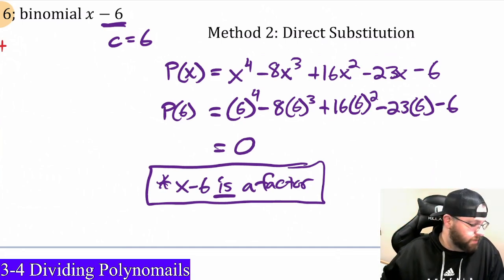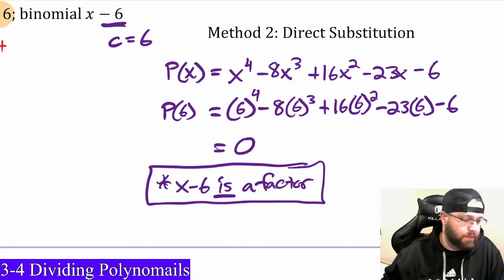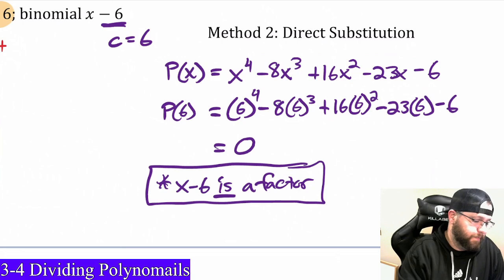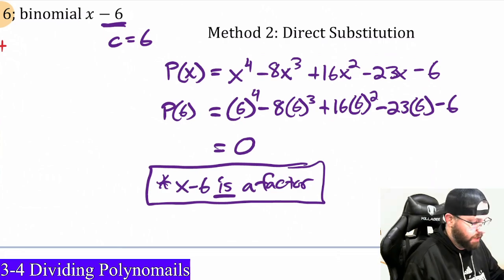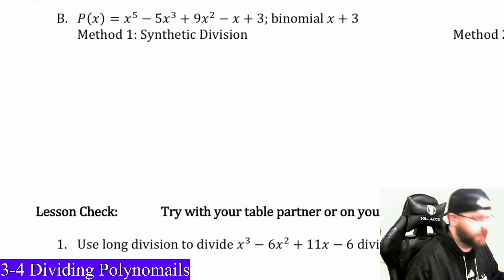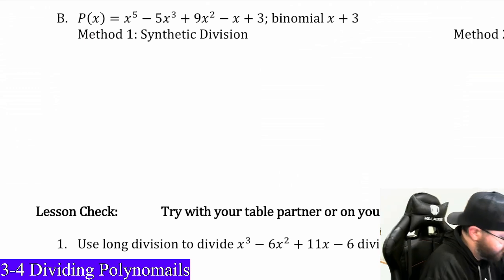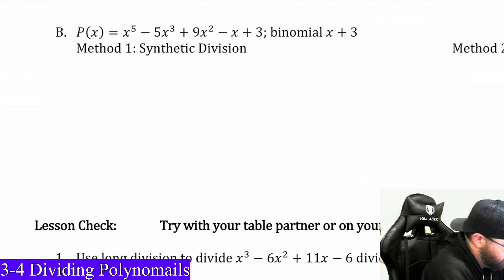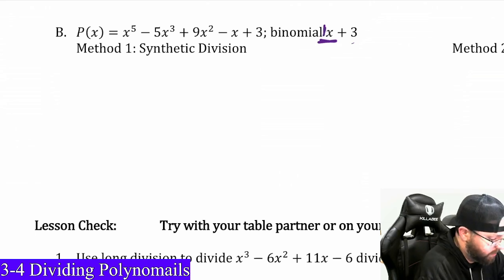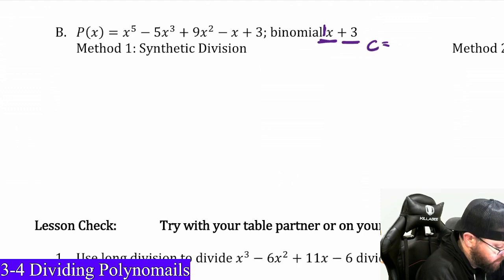Okay, so if you want to take a look, I would try another example here. We're going to take a look at one more example just to make sure that we have this down. And then you guys can try the lesson check after and check it on the Key Online. Okay, so we're going to do the same thing here. We're going to use synthetic division, and we can use it because this is a coefficient of 1. So here, since this is a positive 3, that means C is negative 3 now.